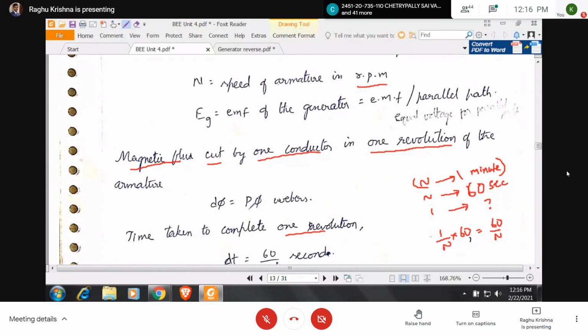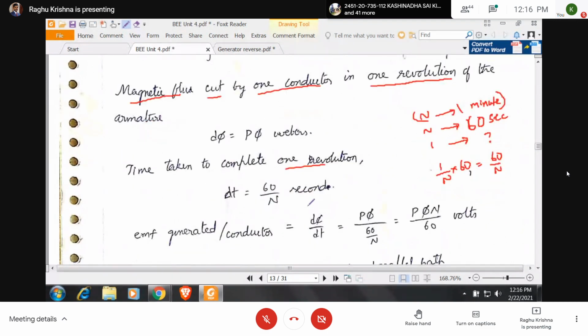So P is the total number of poles, phi is the flux per pole. d phi gives the flux cut by one conductor in one revolution. So what is the time taken to complete one revolution? We have n revolutions completed in 60 seconds, so one revolution will be completed in 60 by n. So the time taken to complete one revolution is 60 by n.